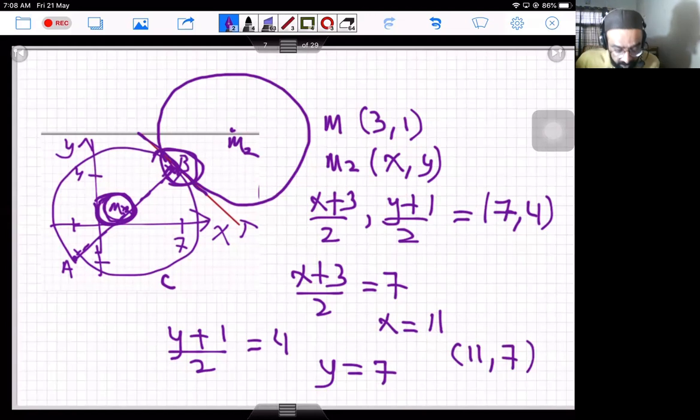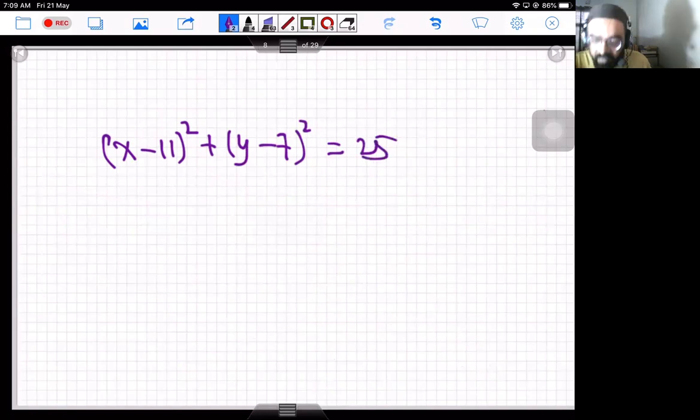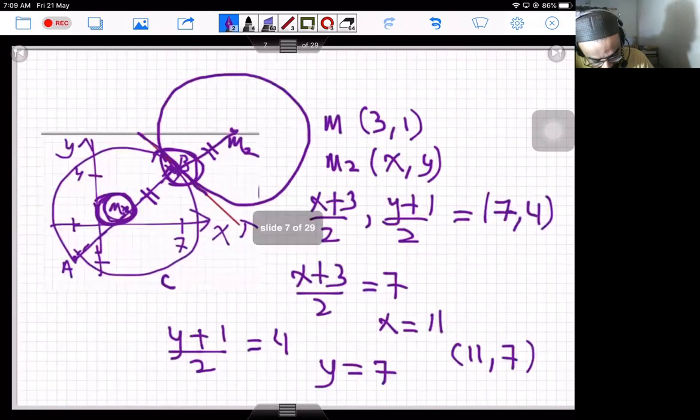Since this is just a reflection of the original circle, it will have the same radius and the same diameter. Whatever the length of MB is, as we know the length of MB is 5, so the length of B from M2 is also 5. So the equation of the second circle is (x - 11) squared + (y - 7) squared = 5 squared, which is 25, and this is your final answer.